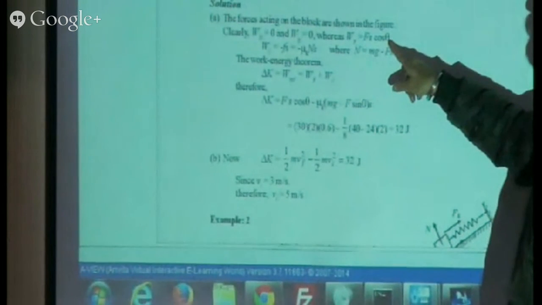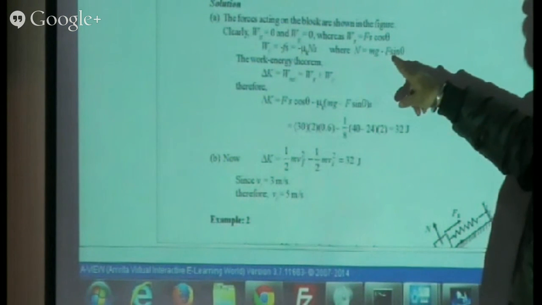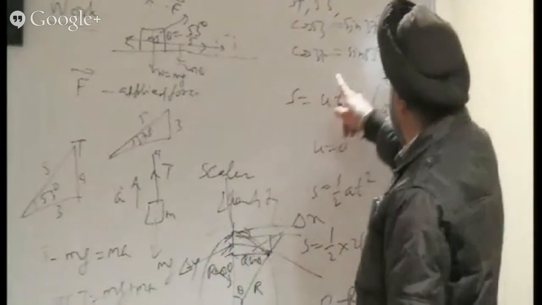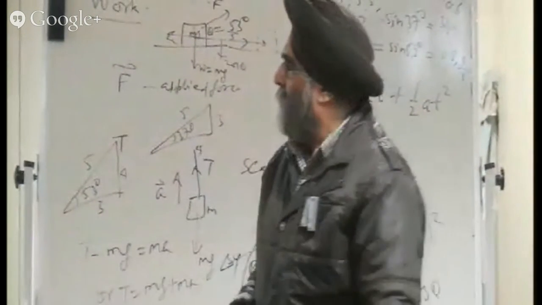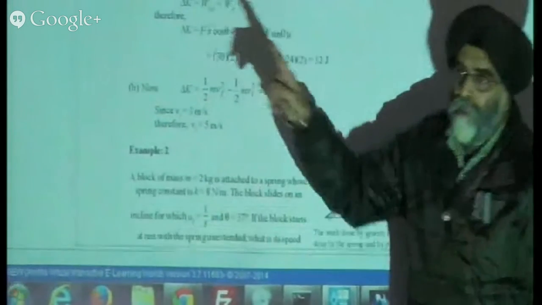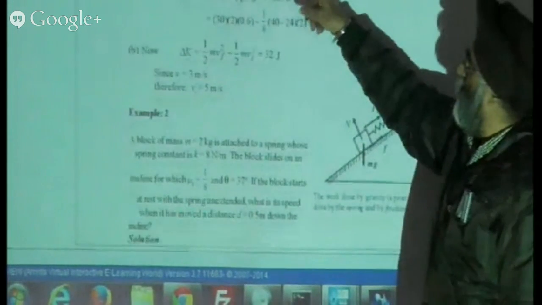So Wn is 0, Wg is 0, Wf is Fs cos theta. So N is mg minus F sin theta. I have written this already; we calculated it also. When we were calculating Wn we did not require this, but while calculating Wf we require the normal. So normal is mg minus F sin theta.